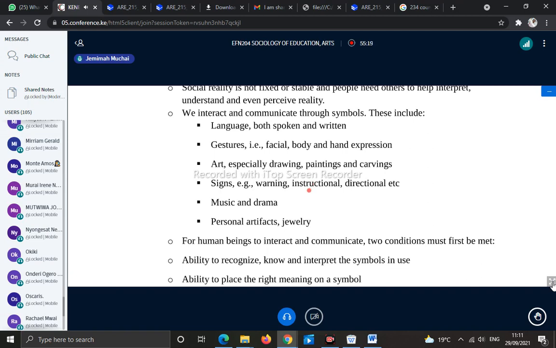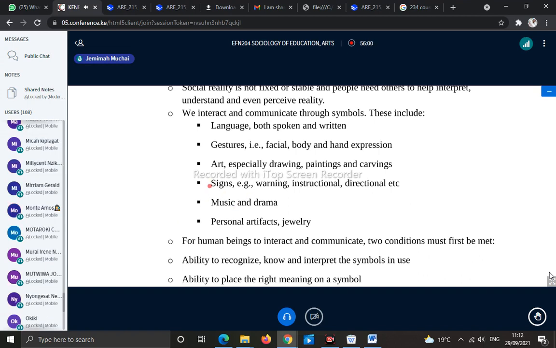Instruction. There are signs of instruction. Sometimes you have a sign instructing you what to do. For example, in case of danger, there is a fire alarm somewhere. It will usually tell you what to do in case there is a fire: to break the glass, and then you pull a string or something like that. Directional signs, like in the university, will show you the School of Education, School of Agriculture, the library, the mess, and the like.